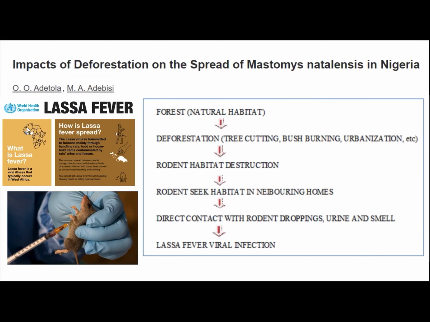This is another paper I like because it's very simple and straightforward, and it's describing the relationship between Lassa fever, which is a fever that occurs in West Africa. It describes the relationship between deforestation and Lassa fever just very, very clearly in this flow chart.